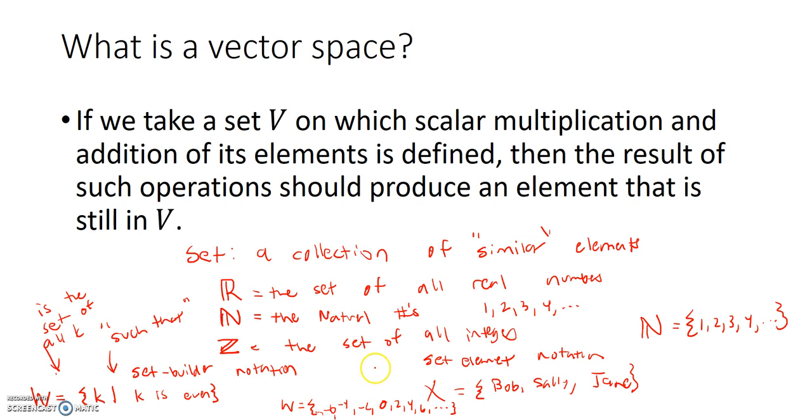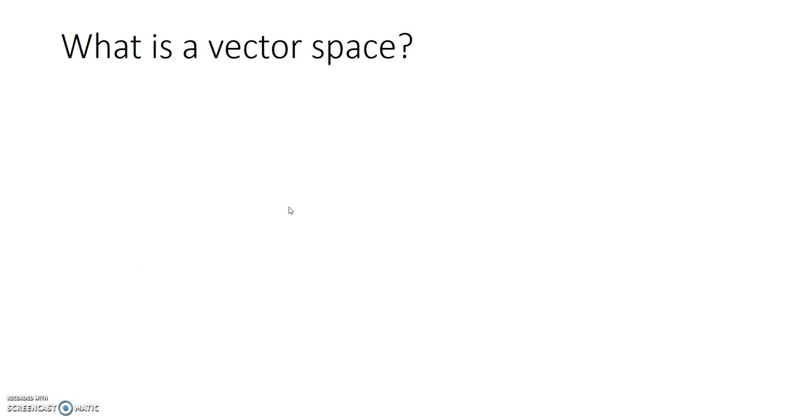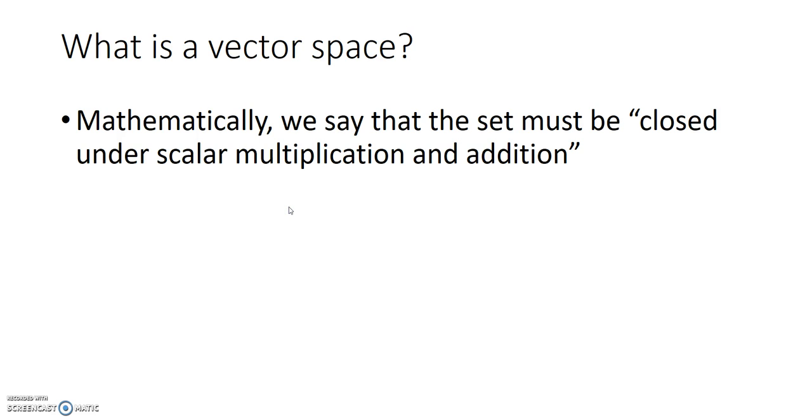So it's much more valuable to simply express in set builder notation, more convenient, when possible. It's not always possible to do that, but when it is, it's more convenient. Okay, so what is a vector space in more mathematical terms?